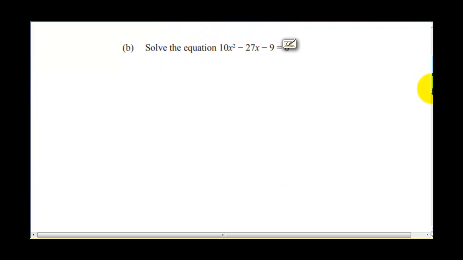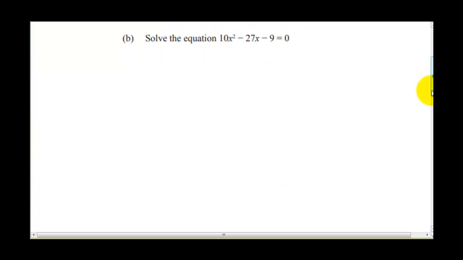The second question says we should solve the equation 10x squared minus 27x minus 9 is equal to 0. You can recall this is a quadratic equation because the x is being raised to a power of 2. There are two ways we can approach this question: either the formula method or by factorization. So let's use step 1, the factorization method.